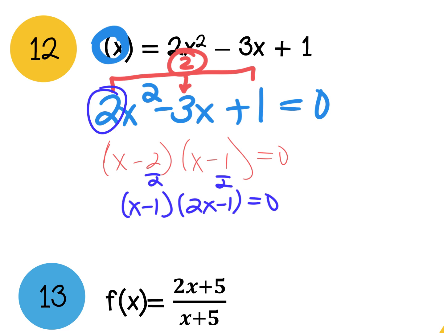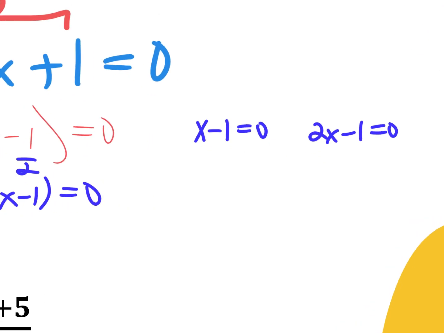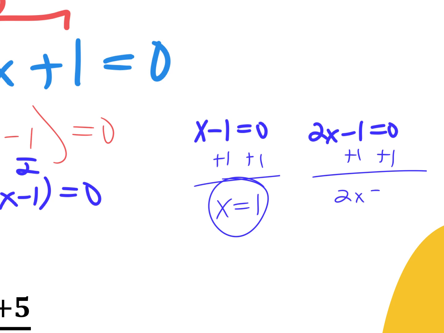So now I take each piece and I set it equal to 0. X minus 1 equals 0. 2x minus 1 equals 0. I'm going to add 1 to both sides. So here, x equals 1. Here, I'm going to add 1 to both sides. 2x equals 1. Divide by 2. So x equals 1/2. Anytime it says to find the zeros, the solutions, the roots, the x-intercepts, all that means is set your equation equal to 0 and solve it.